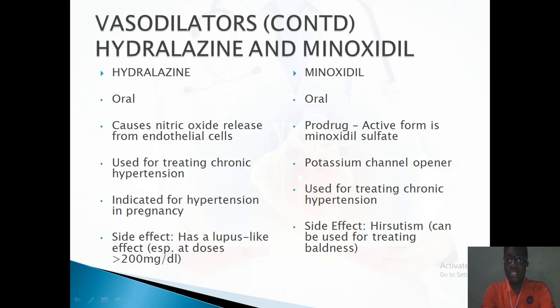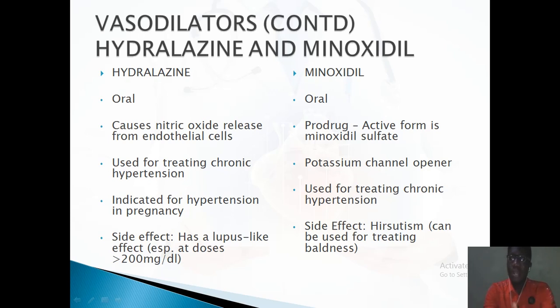For minoxidil, side effects: hirsutism, because it causes excessive hair growth, so it can be used for treating baldness. So this drug, when giving it to a female, you should be careful. Like I said before, it's a potassium channel opener. It's a prodrug. Another prodrug we saw before was methyldopa, converted to methylnorepinephrine. This one can be converted to minoxidil sulfate, a potassium channel opener.